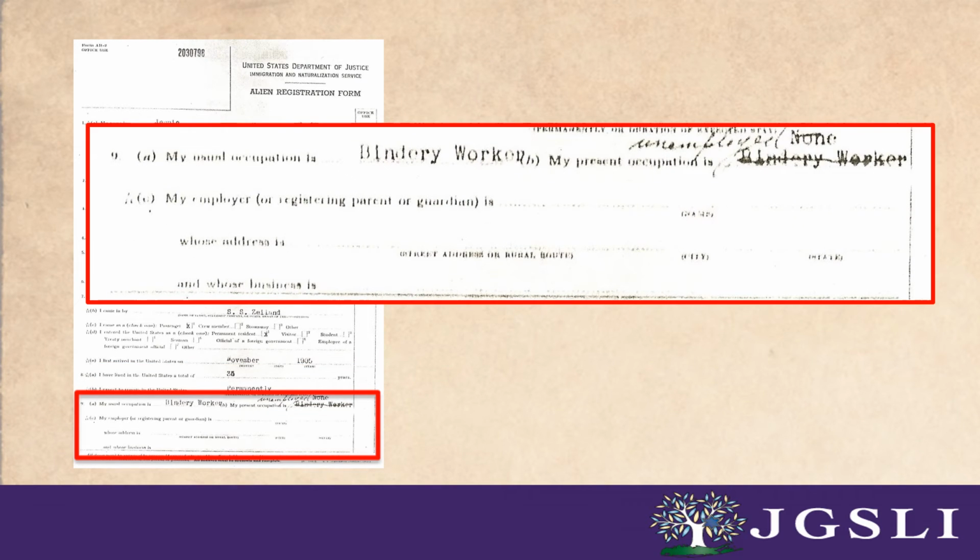Number 9. The last question on page 1 asks for the registrant's usual occupation as well as their current occupation. Since this form was filled out towards the end of the Depression, people could be working at jobs that were different than what they were trained for. They were also asked to give the name and address where they currently work. If they're unemployed, that would be disclosed here.